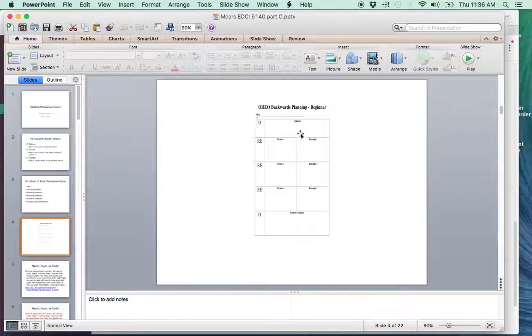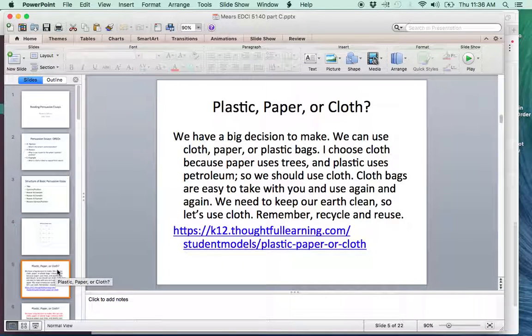Here is a graphic organizer, our backwards planning sheet, that we are going to use to help us figure out if the author included all of the elements or components of a persuasive essay. Here is the first essay we're going to look at. Its title is Plastic, Paper, or Cloth. You can read it here.